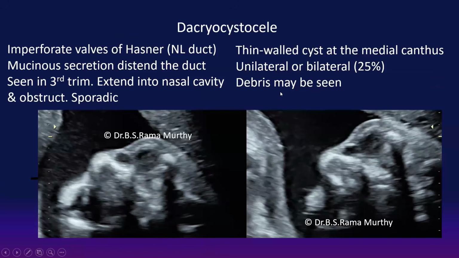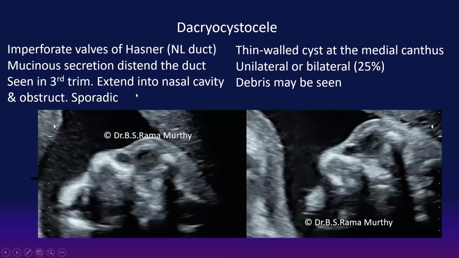Coming to abnormalities adjacent to the orbits, we can have a dacryocystocele. And this is quite common actually, where the tear gland pouch is dilated. So this happens when there is an imperforate valve of Hasner in the nasolacrimal duct. So there is mucinous secretion that distends the duct, and most often it is seen in the third trimester. It can extend up to the nasal cavity, and sometimes it can be obstructive also. It is most often sporadic.